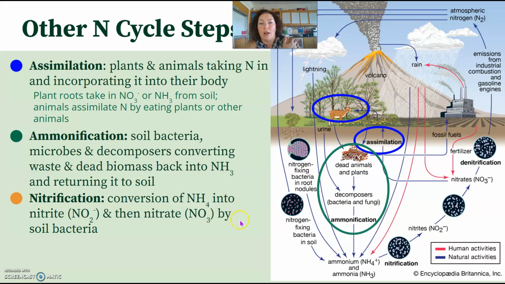Nitrification is the conversion of NH4. So NH4 exists from some other organisms, some ammonium and ammonia complexes. NH4 is ammonium and NH3 is ammonia. Nitrification is the conversion of that ammonium into nitrites and nitrates. All right, so nitrites first and then nitrates. So nitrification is ammonia to nitrates, right? And that happens by bacteria.